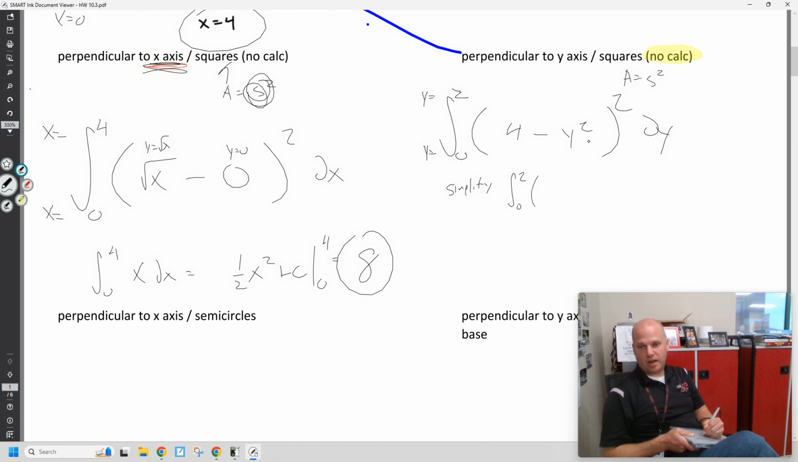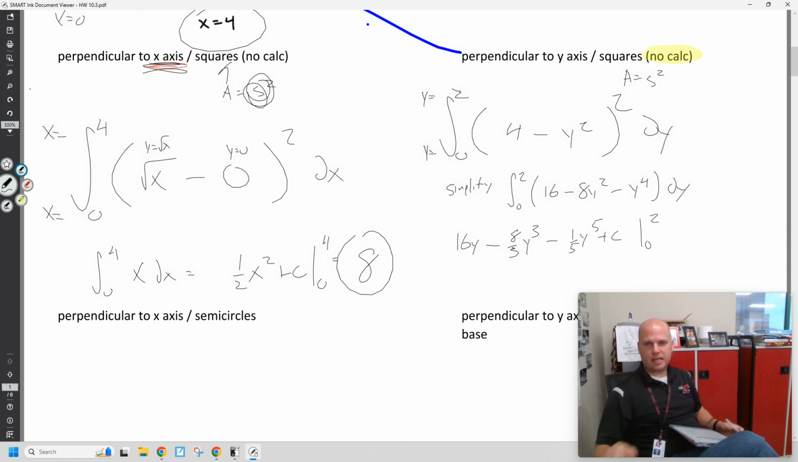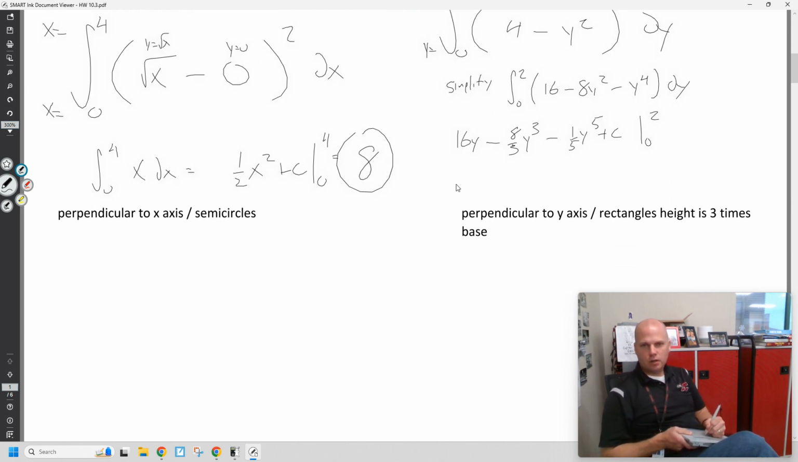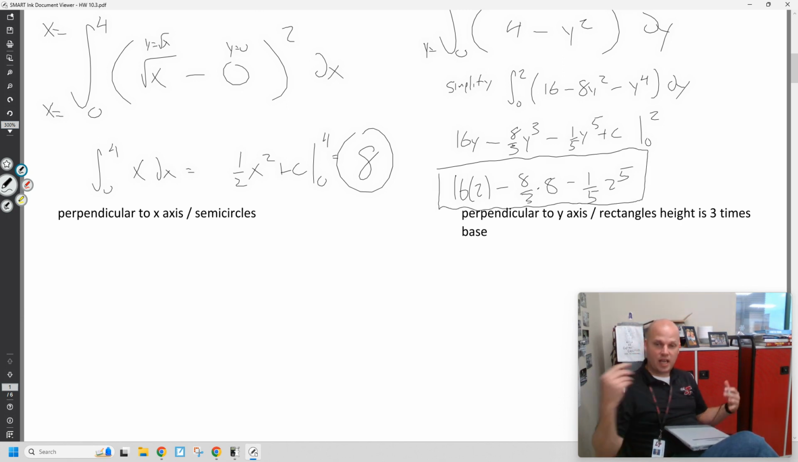What does that look like? Well, I'm going to square 4 minus y squared. I get 16 minus 8y squared plus y to the 4th. Now I'm going to take the antiderivative. And again, we don't care about simplified answers. We just care about the right answer. I know this antiderivative is big and nasty, but whatever. 16 times 2 minus 8 thirds times 8 plus 1/5 times 2 to the 5th is the answer that you would be able to provide on a free response section, and it's correct.